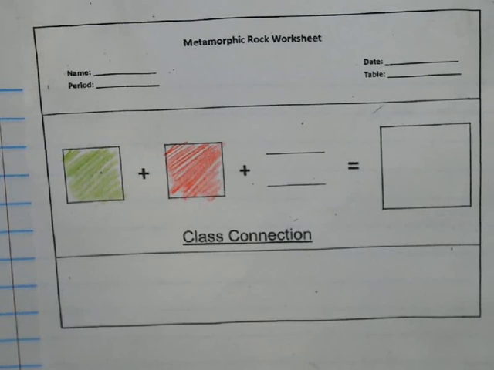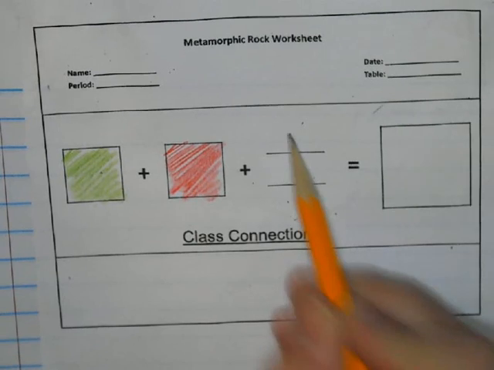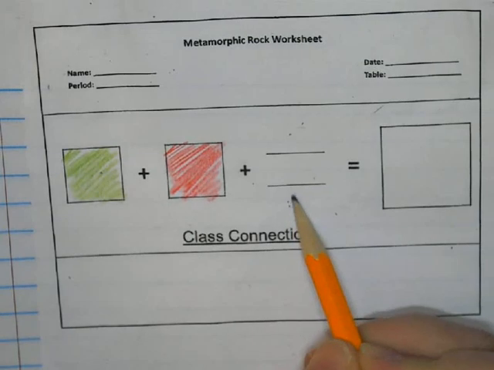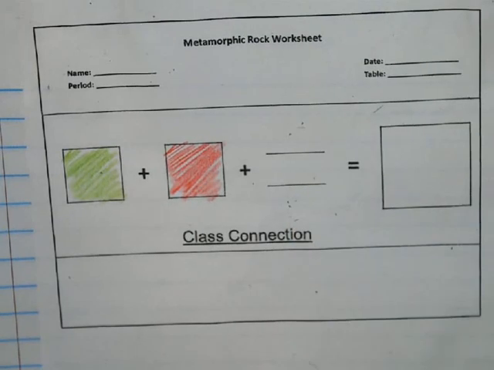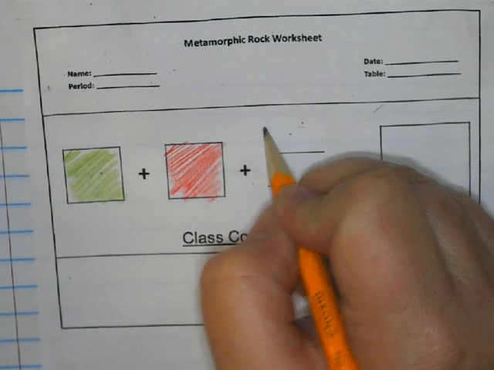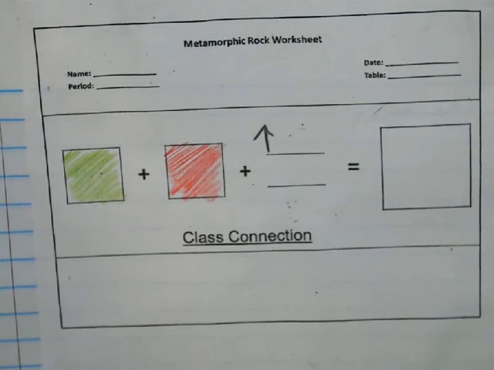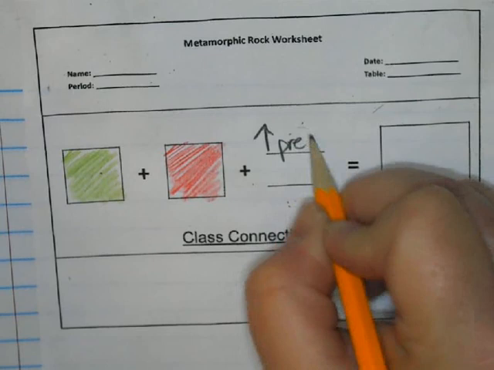What two things do we need for metamorphic rock to form? Raise your hand when you've got it. Adolfo, what do we need? Pressure. You got it. I draw an up arrow because we have to increase pressure. And we also need heat.